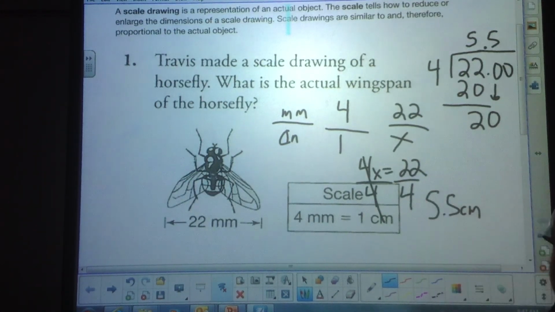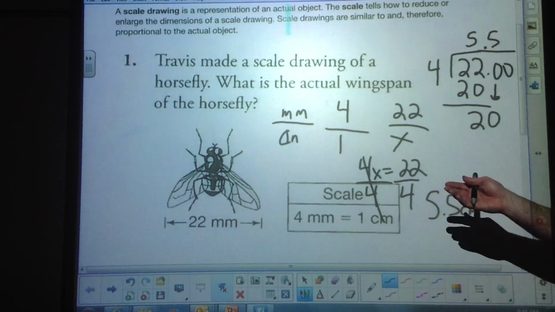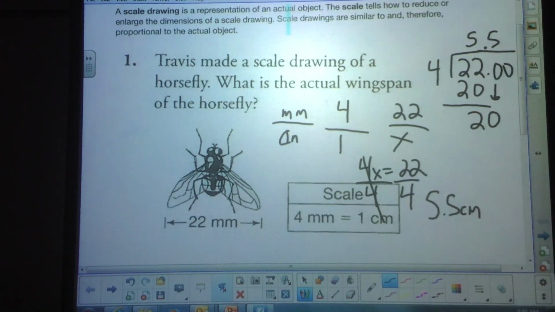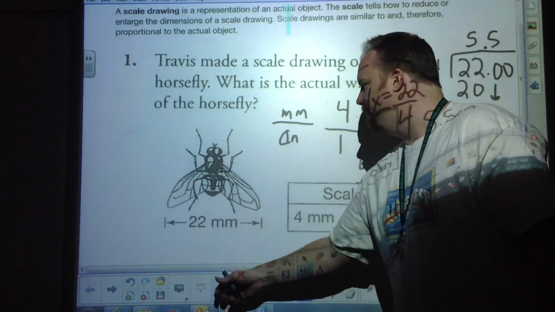Again, this will make a lot more sense on a map or a scale drawing of a house. For example, architects use scale drawings all the time when they make blueprints, or what used to be blueprints, for a house. They'll give you a scale. One inch on the blueprint will actually equal maybe 10 feet or something like that. Because obviously they can't draw the entire house. Otherwise, they'd have to have a piece of paper as big as the house. So they have to shrink it a little bit.